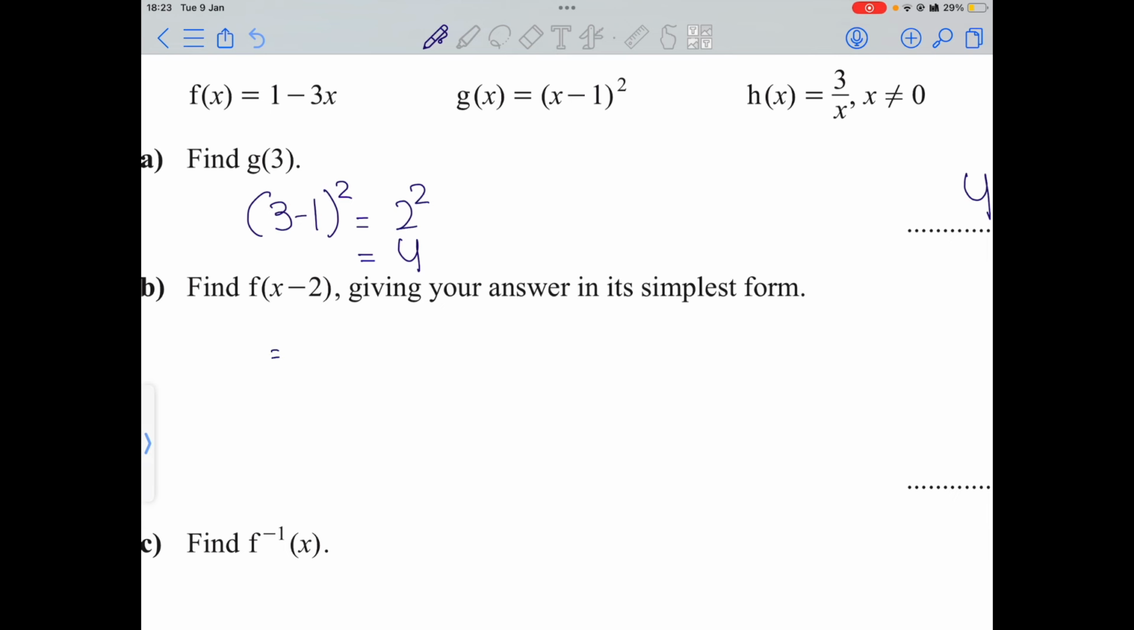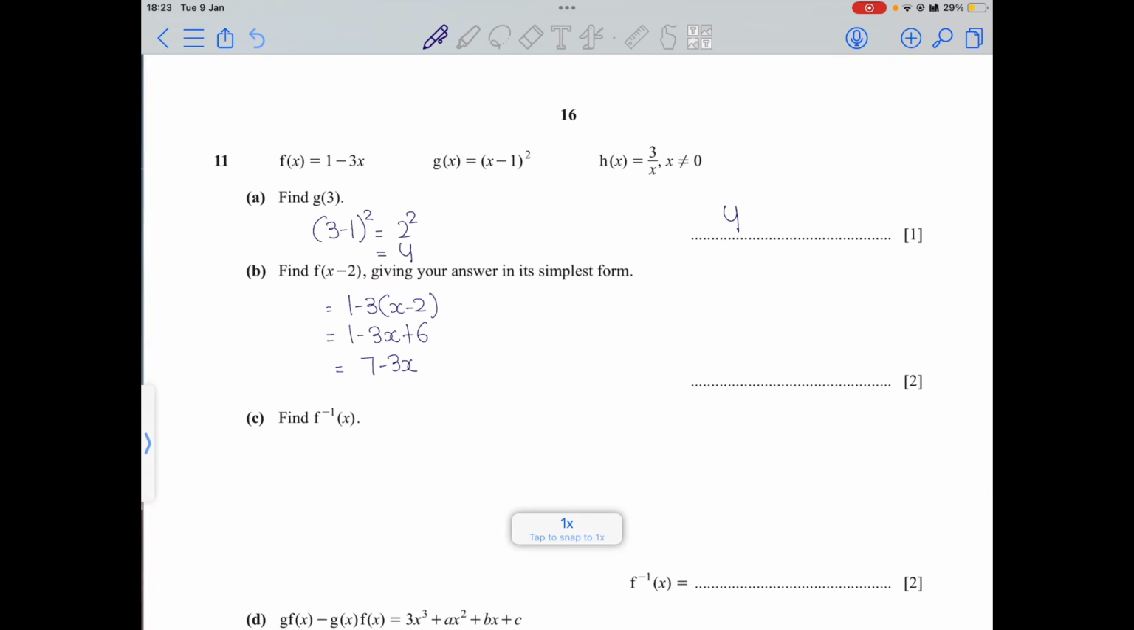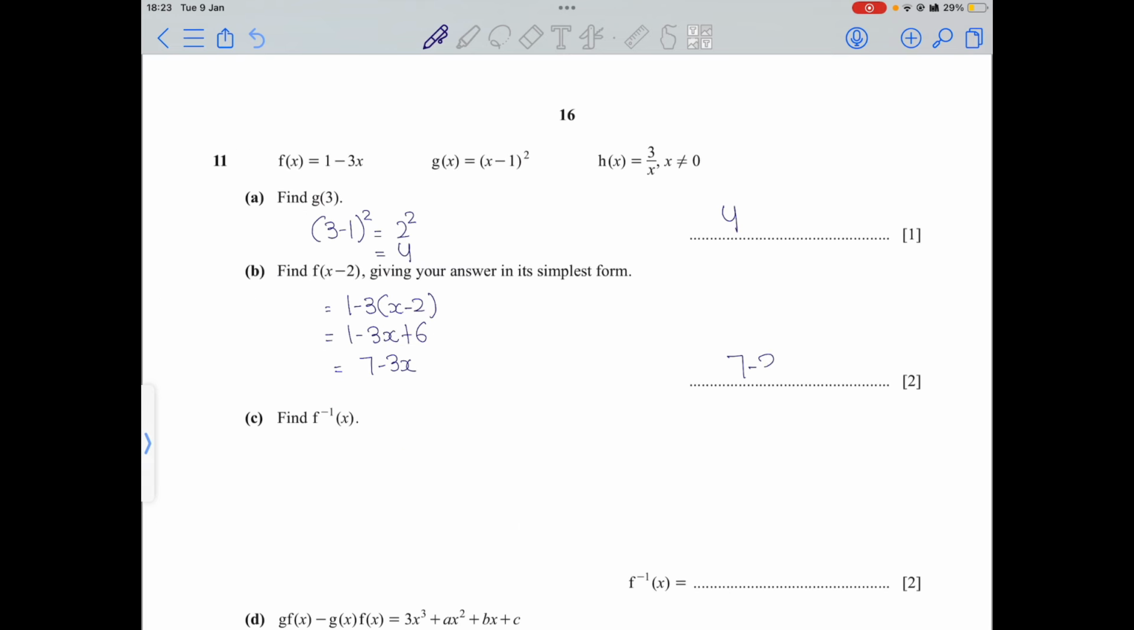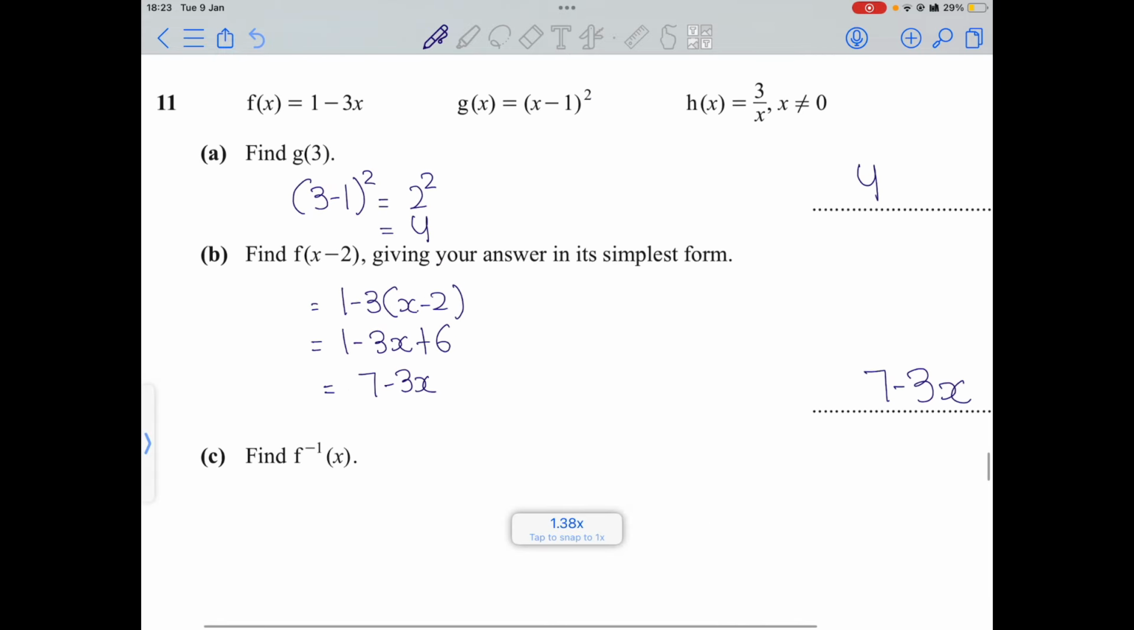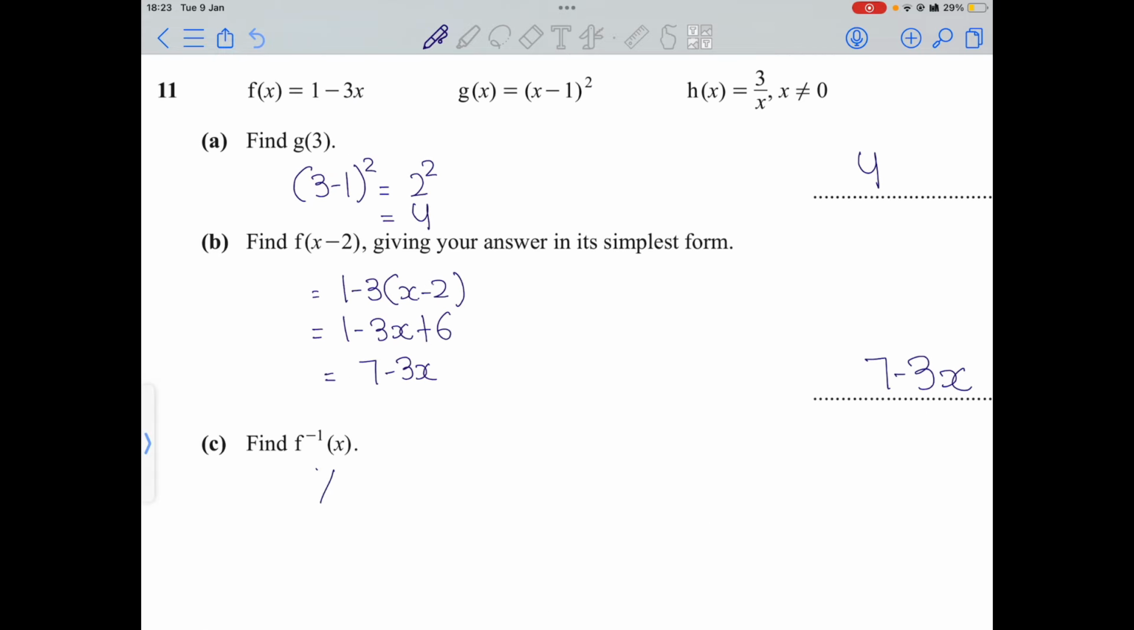So this will be equivalent to 1 minus 3 times (x minus 2), which is 1 minus 3x, and 3 into 2 is basically 6, so 7 minus 3x. Find f inverse of x. For f inverse of x, we basically do it this way. So y is equal to 1 minus 3x, then x is equal to 1 minus 3y.